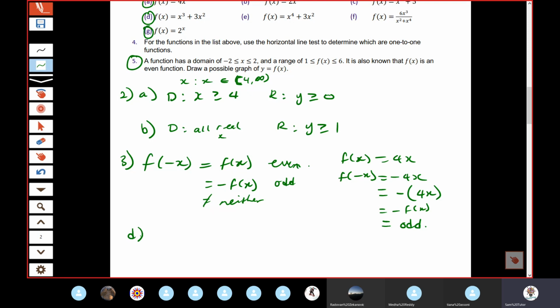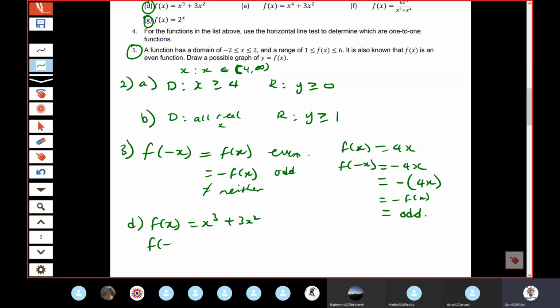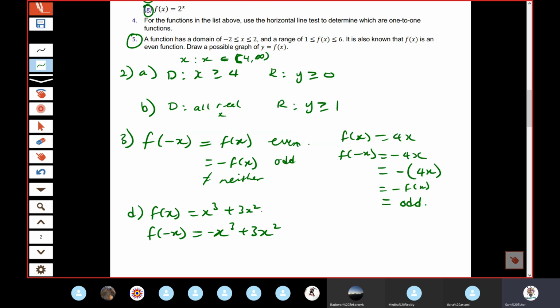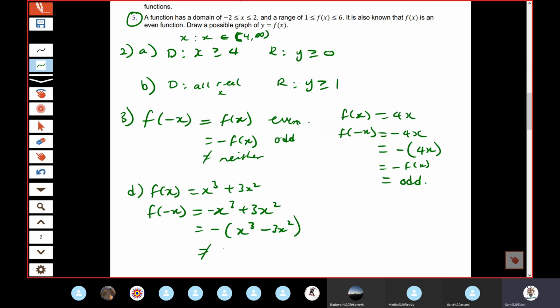3a, 3d. f of x equals x cubed plus 3x squared. Sub in negative x, that's just how it always works. Negative cubed is negative. Negative squared is positive. So it'll look like this. That's not the original. We force out a negative. That's still not the original. So therefore, it's not negative f of x, and it's not f of x. Therefore, neither.